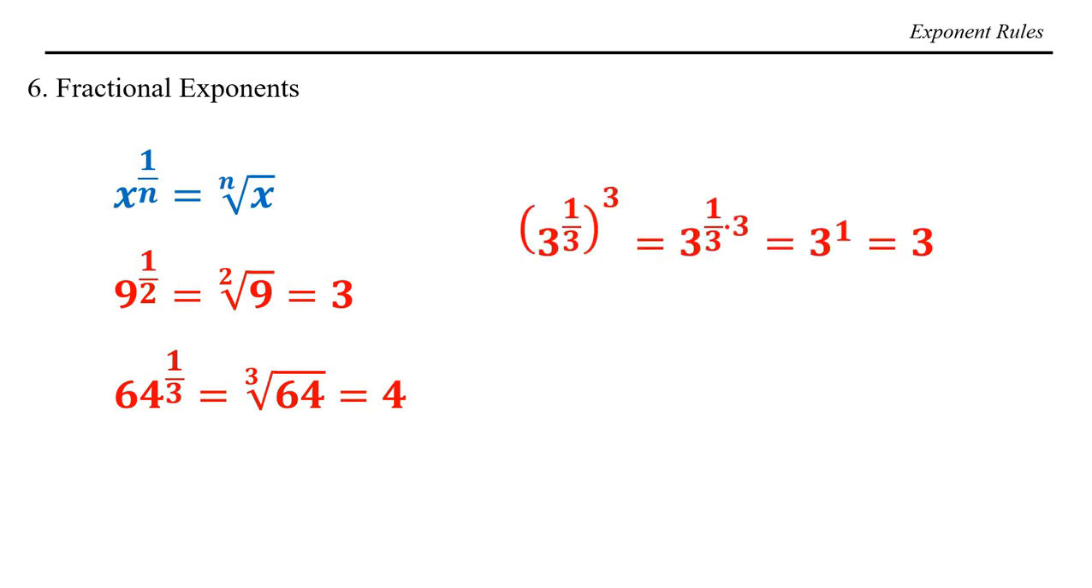So another way we can look at this is if we had 3 to the power of 1 over 3, to the power of 3, using our powers rule, we can write it as 3 to the power of 1 over 3 times 3, which would be equal to 3 to the power of 1, which is equal to 3. So let's keep moving here.